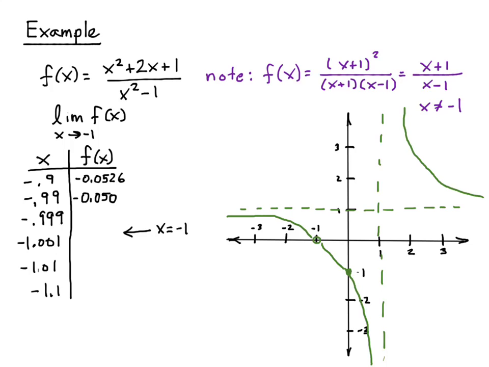But if we look at what these values turn out to be, if we calculate this, we'll see that as I go from negative 0.9 down to negative 0.999, I get closer and closer to 0. And if I go from negative 1.1 up to negative 1.001, I have the same trend. I'm getting closer and closer to 0. So this is what you would expect, right?